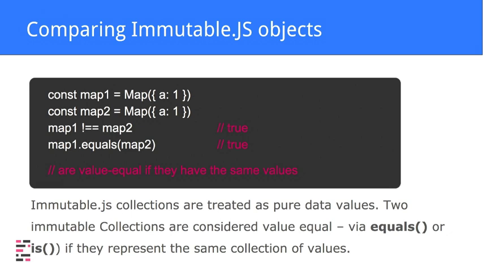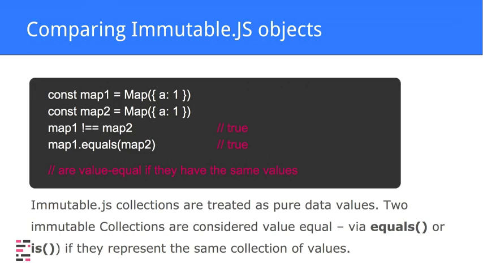We've already gone over this slide: immutable objects are equal when their values are equal. It doesn't mean that they point to the same place in memory, because by design they have different places in memory. So using the triple equals operator is not going to work. We do have two methods, equals and is, which look at value equality.